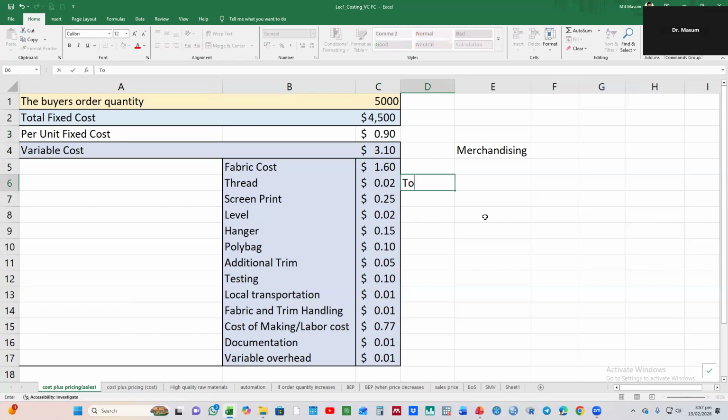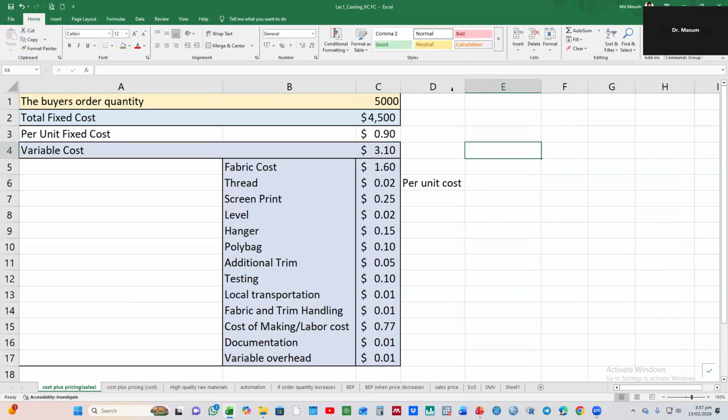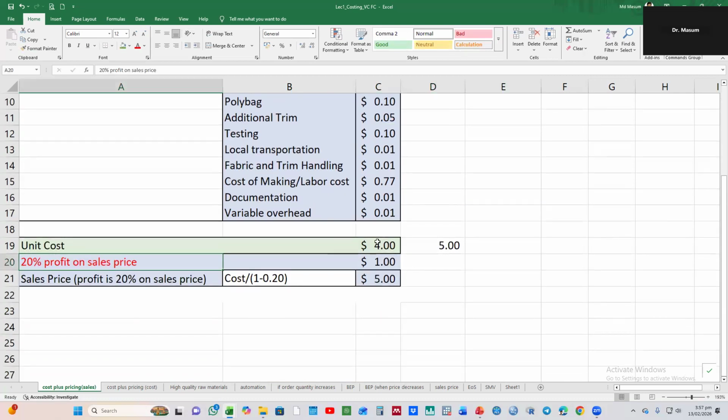So when your fixed cost is 0.90 and variable cost is 3.10, what is the total per unit cost? Are you with me? Yes, sir, $4. $4 is your minimum cost. So maybe you are now thinking of adding some profit. What is the expected profit from the owner? Say you expect 20% profit on the sales price, not on cost. So when the profit is 20% on sales price, it means your cost is 80% and 20% is profit.